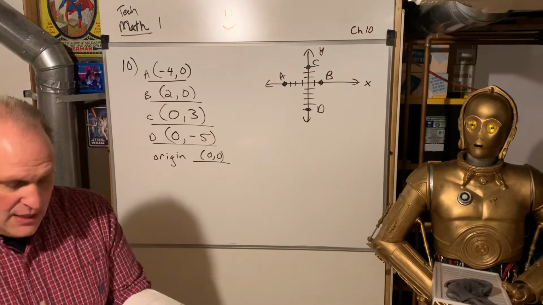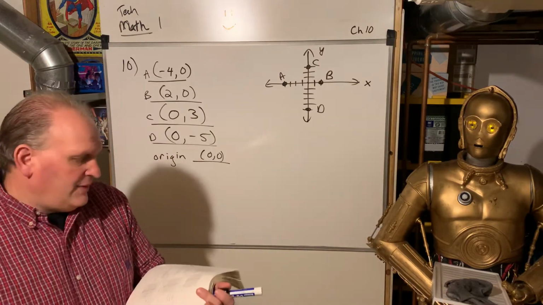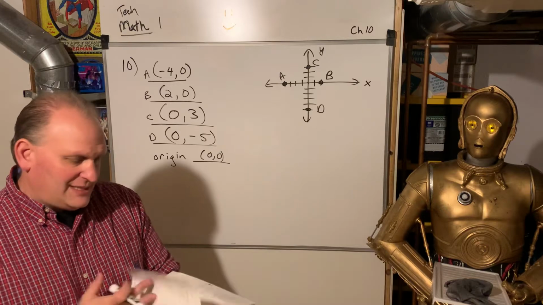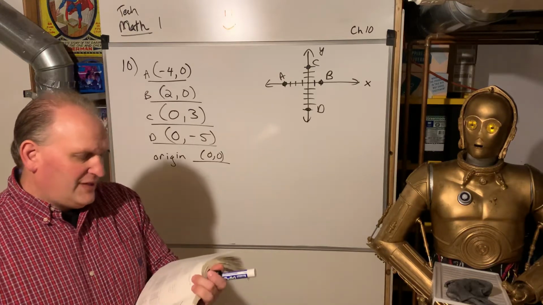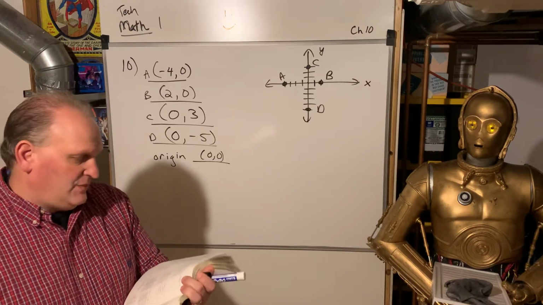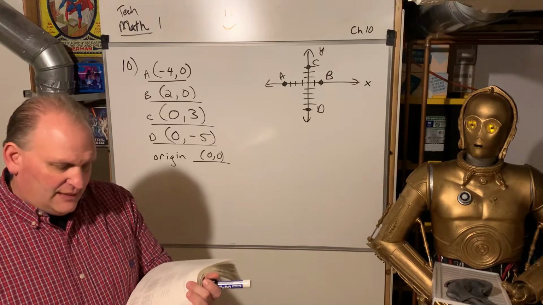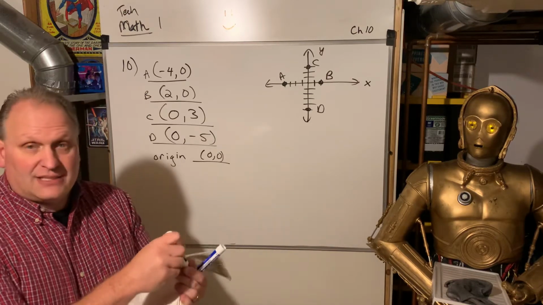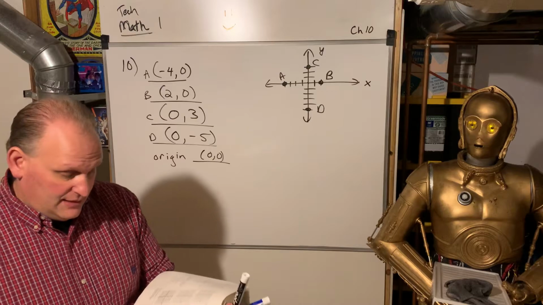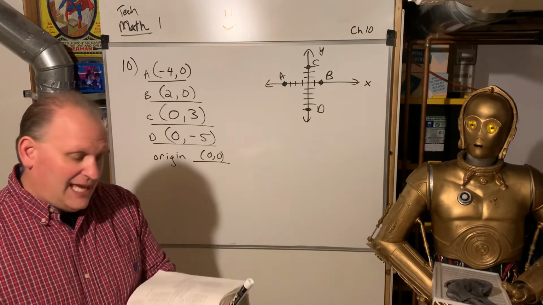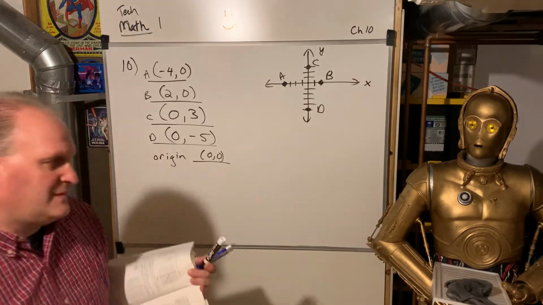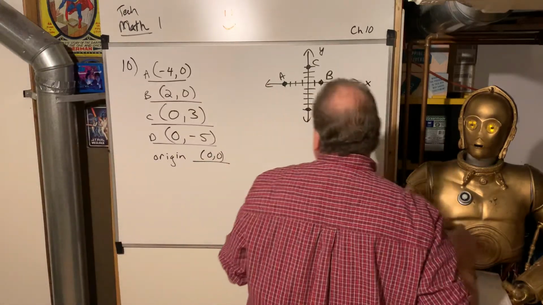And that's it. So be careful on those. Those are usually the ones that people mess up. If you're given like 3 comma 5, not so much. But it's the ones that land on the x-axis or the y-axis that tend to have mistakes made on them because you just put the 0 in the wrong spot. So be careful about that.